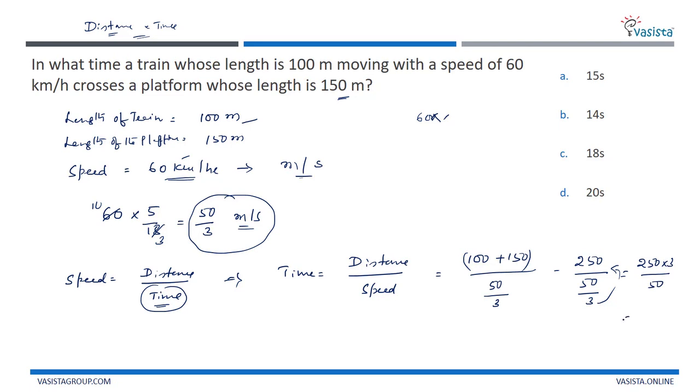Now simplify it. 0 0, 5 1s are 5, 5 5s are 25, 5 3s are 15 seconds. The answer here is 15 seconds. Hope you understood, right? Thank you.